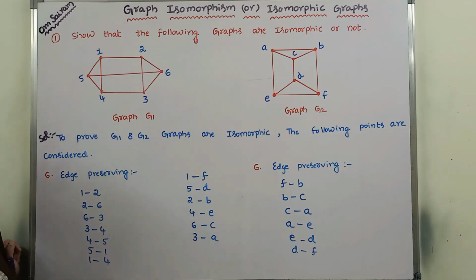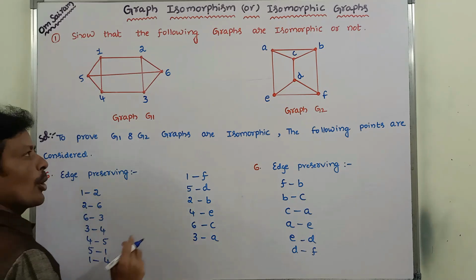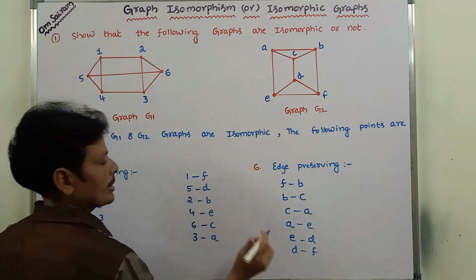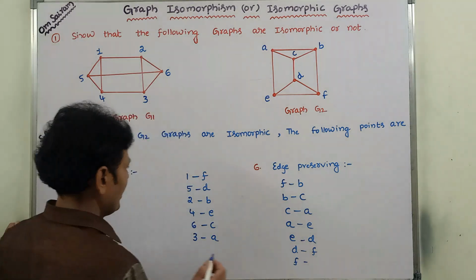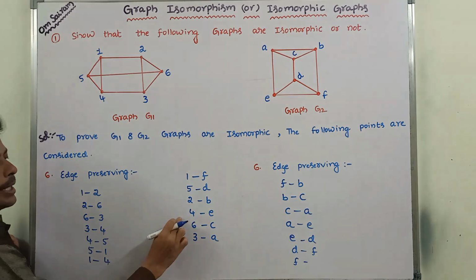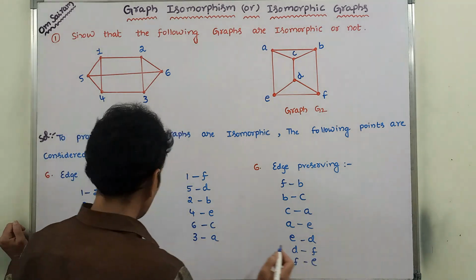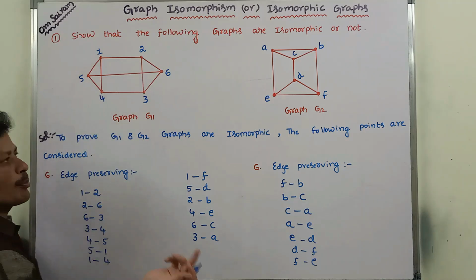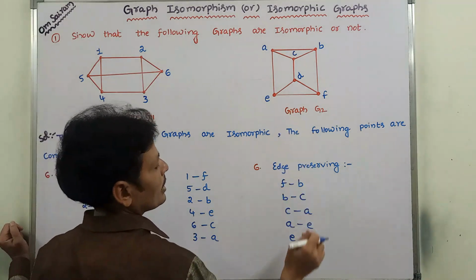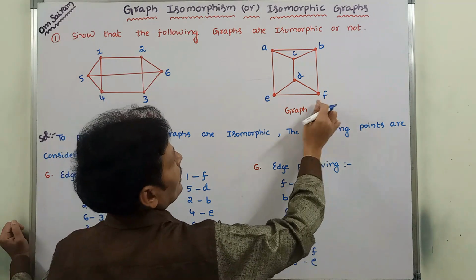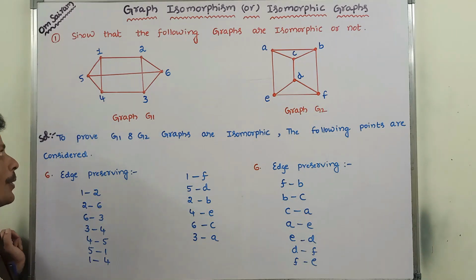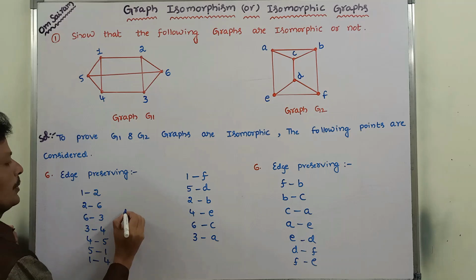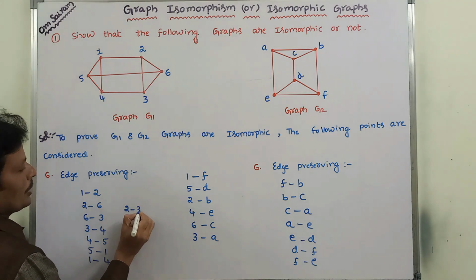1 to 4. The corresponding edge in G2, 1 corresponding vertex is F. 4 corresponding vertex is E. So 1 to 4 edge in G1, the corresponding edge in G2 is F to E. F to E. Okay. Next one is 2 to 3.